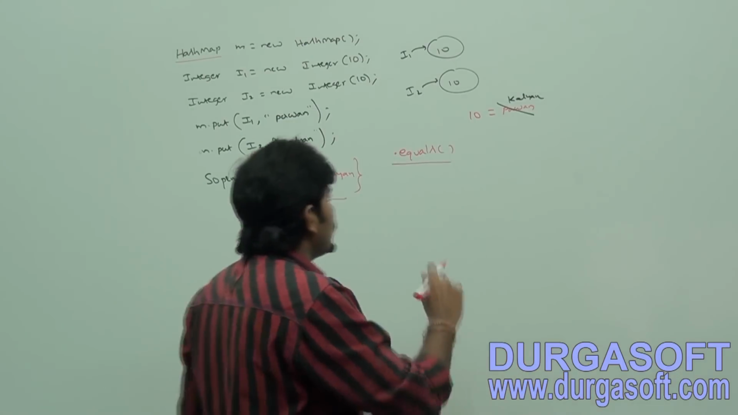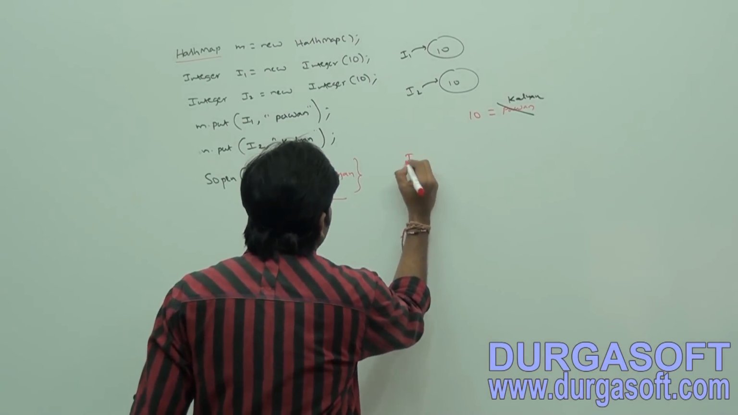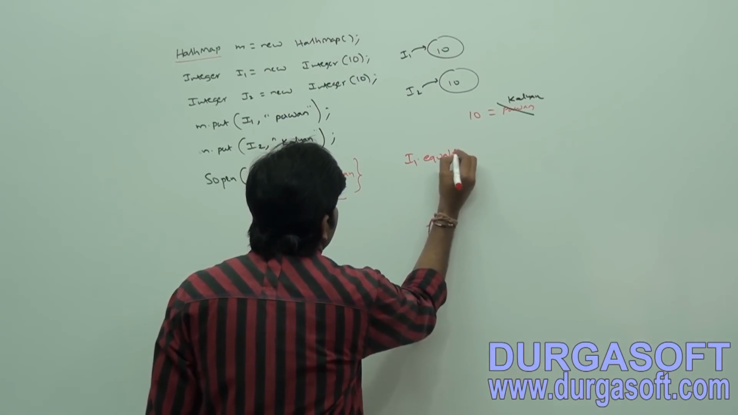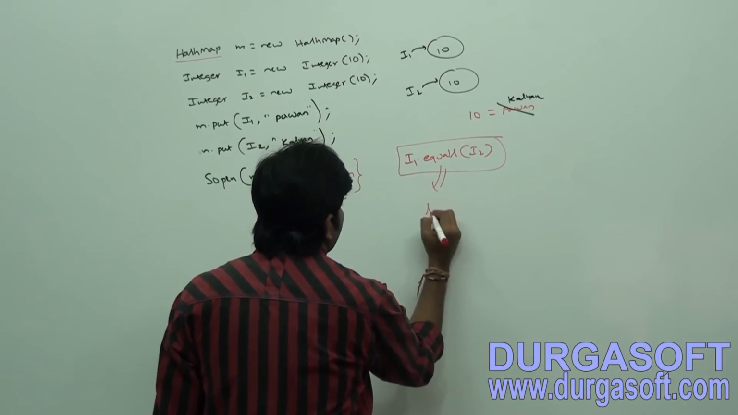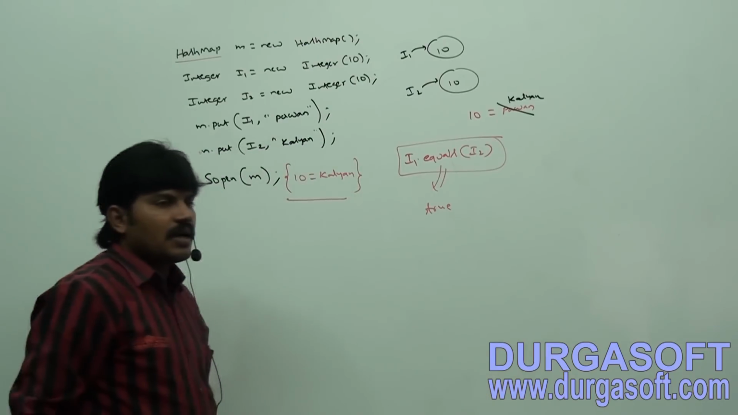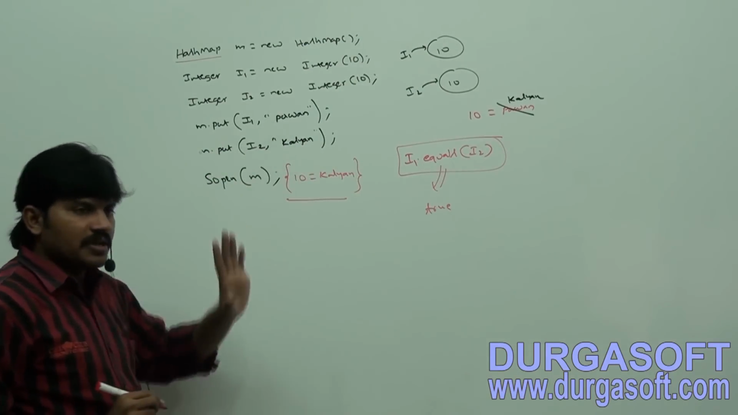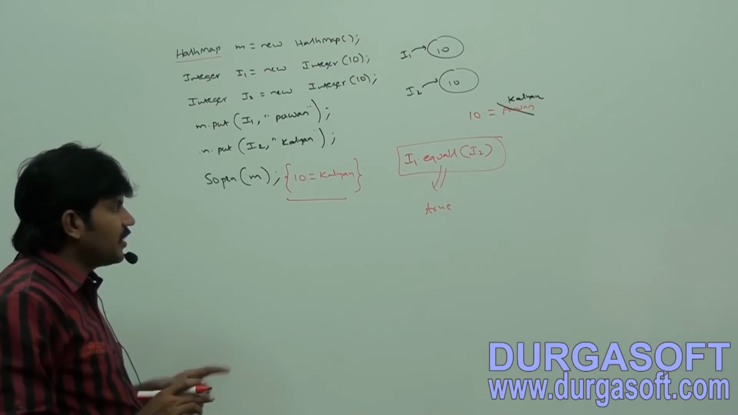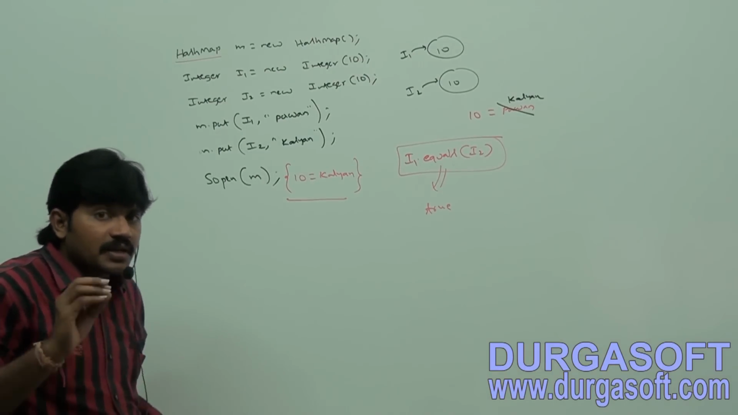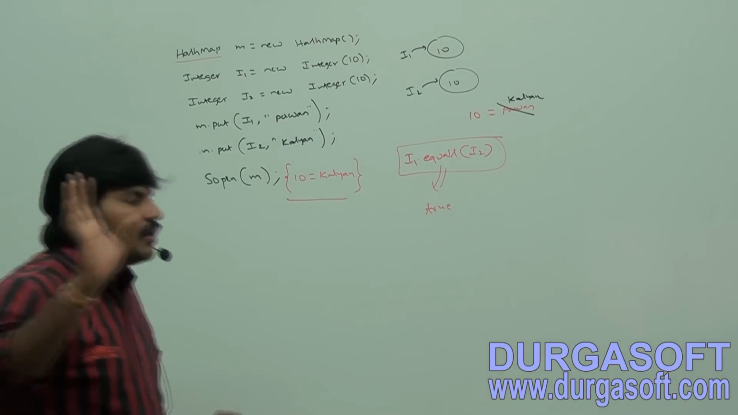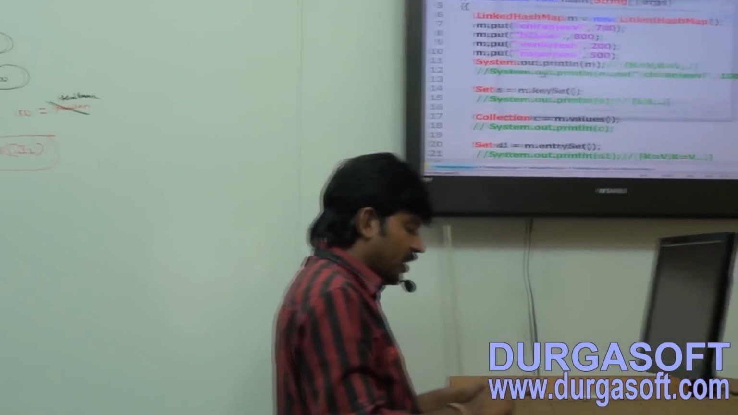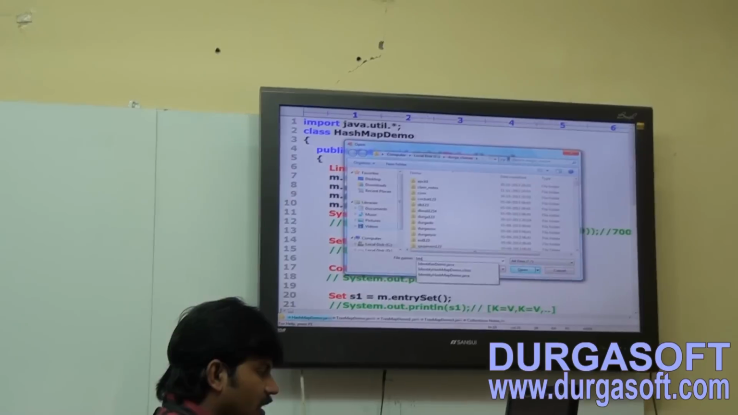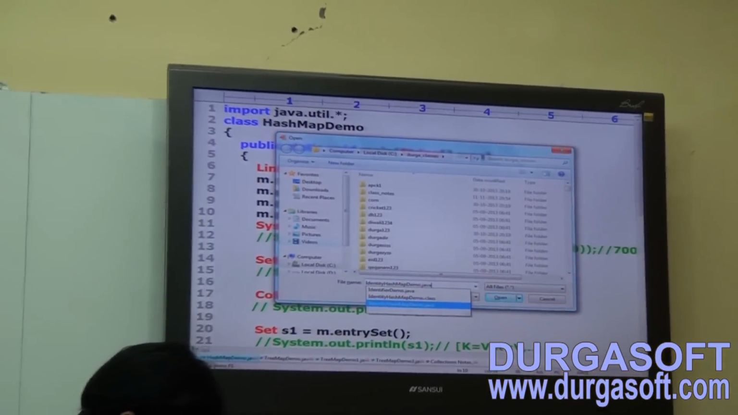So I1.equals(I2), is it true or false? It is true. That's why I1 and I2 are duplicate keys. Is it clear? That's why the output by default we are going to get is 10=Kalyan. Let me execute up to this, and then we will continue about IdentityHashMap. First, let me show the normal HashMap.